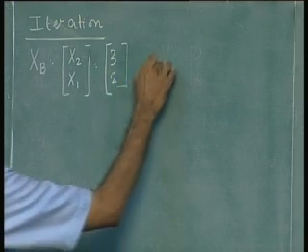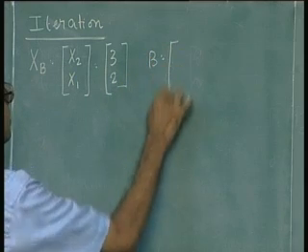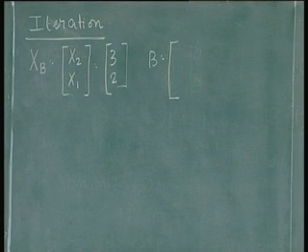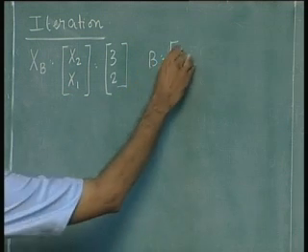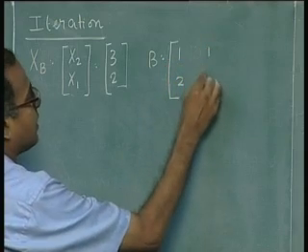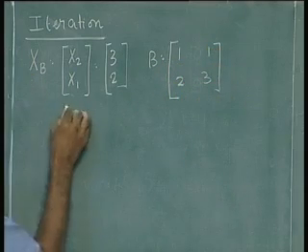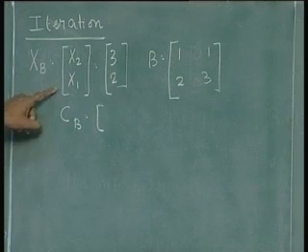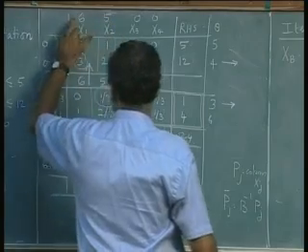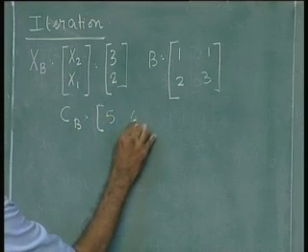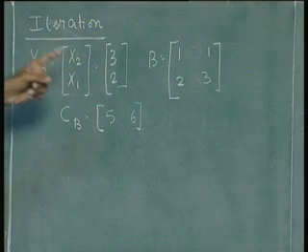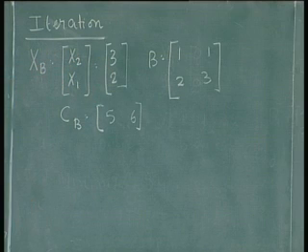Now we need to find out B corresponding to x2, x1 as it appears. So x2 is 1, 2, x1 is 1, 3, so you have 1 2, 1 3. CB, the objective function coefficients corresponding to x2, x1 as they appear, so 5 and 6, and then we need to find out B inverse. In order to find out y, which is CB B inverse, we need to find out B inverse.